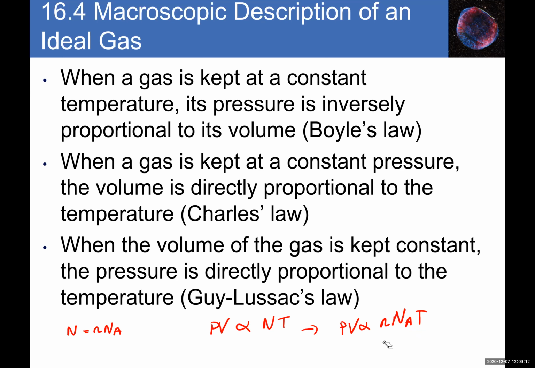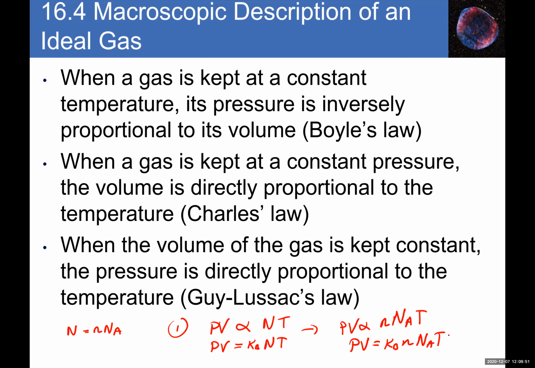Every time we go from a proportionality sign to an equal sign, we have to introduce a constant. So we can do that by rewriting this as PV equals, in the first equation, KB, which is the Boltzmann constant, times N times T. In the second equation, PV equals, well, let me first put the Boltzmann constant, KB, times the number of moles times Avogadro number times T. Okay, those are my equations now.